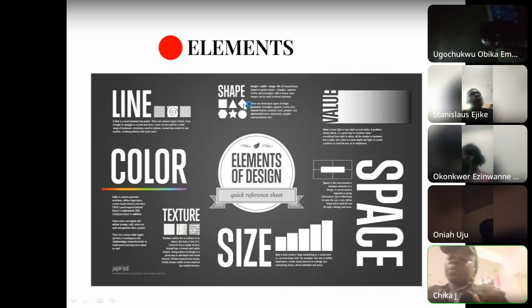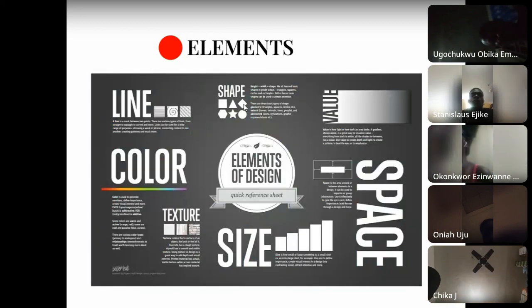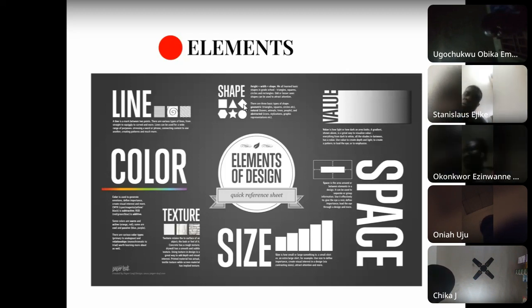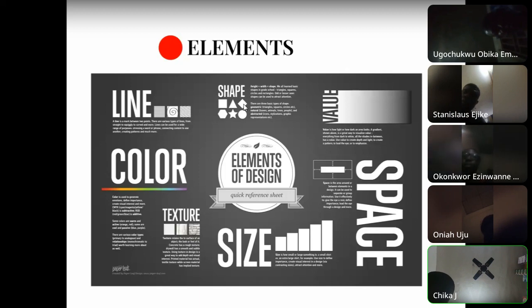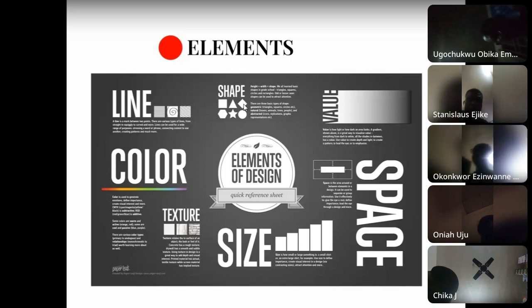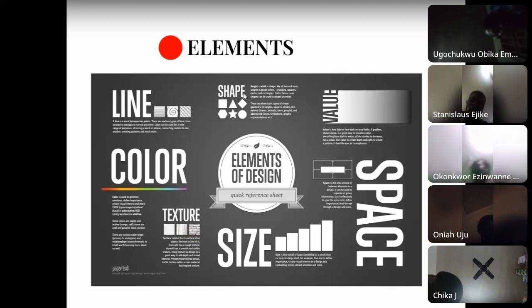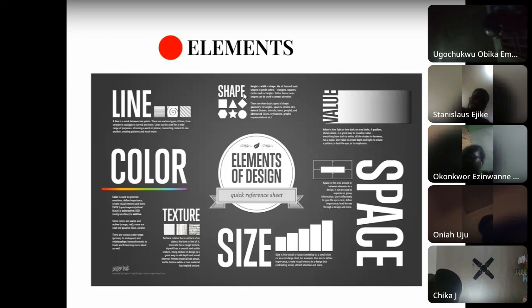So the fourth one I want to talk about now is the elements. Element has to do with lines. Element has to do with colors. So a combination of lines, colors. It can be icons. Element can be icons, can be shapes, can be lines. So a combination of all these gives you what we call element. It can even be space. The space you put on your design is known as an element.